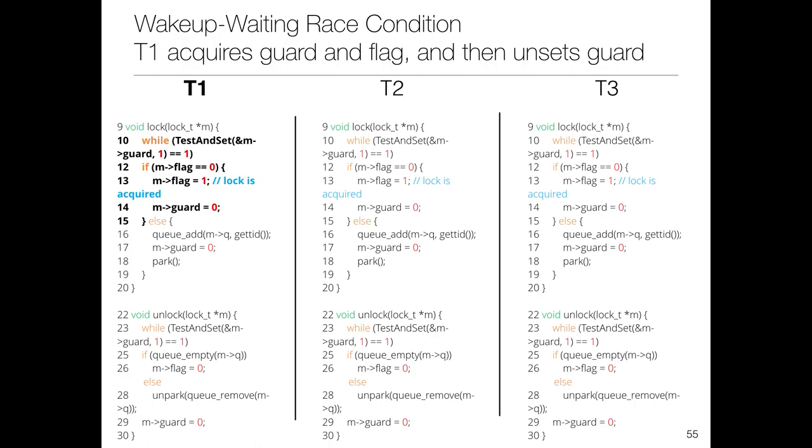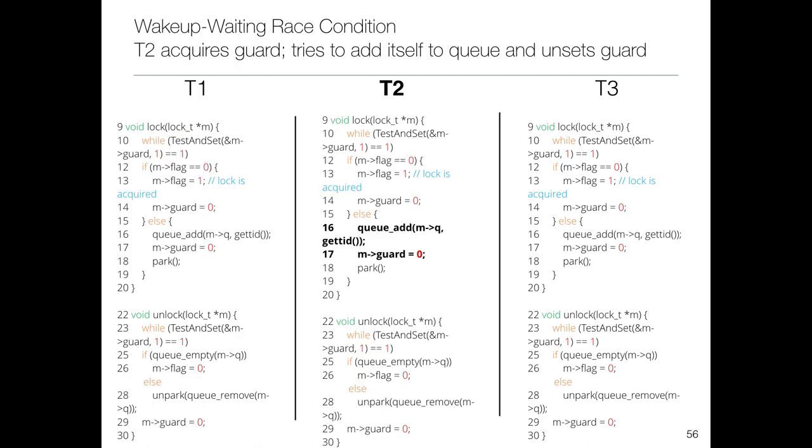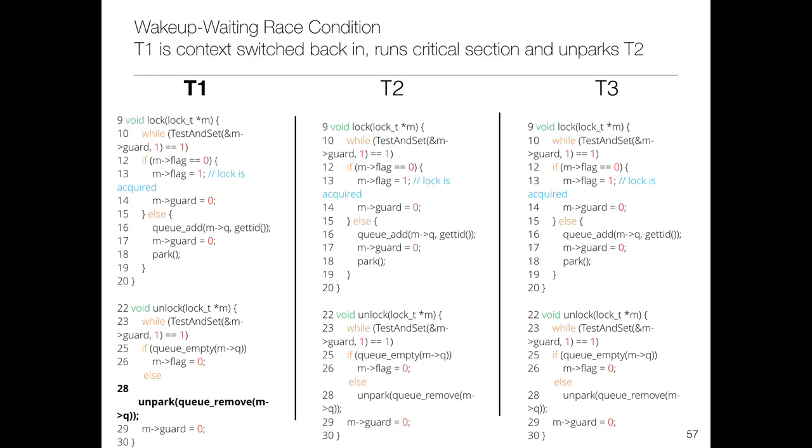the T2 can go inside the while loop and it can park its thread before T2. So close but not exactly close. I'll walk through the example. So it's between 17 and 18. So let's say T1 acquires the guard of the flag and it unsets the guard at this point of time. T2 acquires the guard and it tries to add itself to the queue and it unsets the guard.